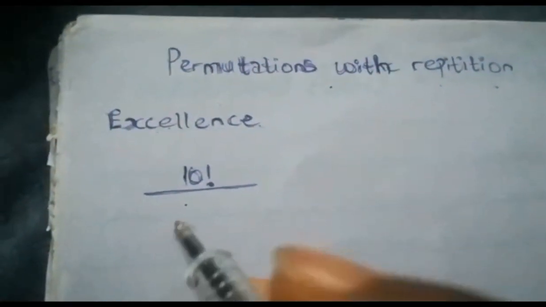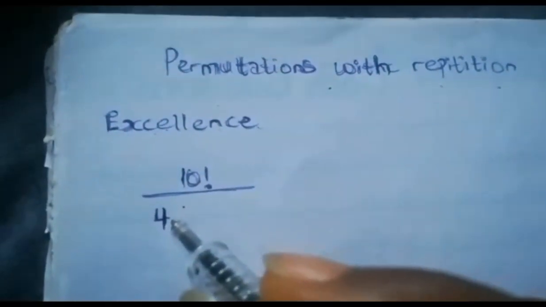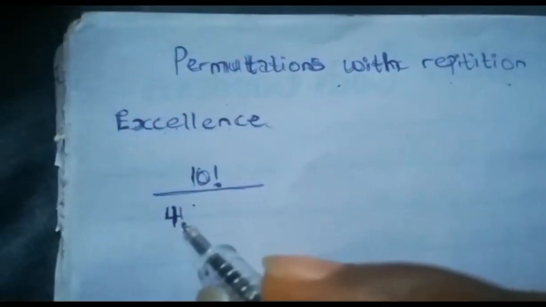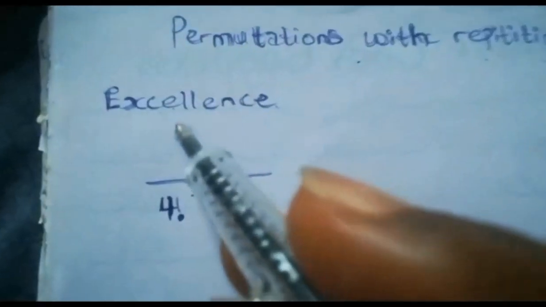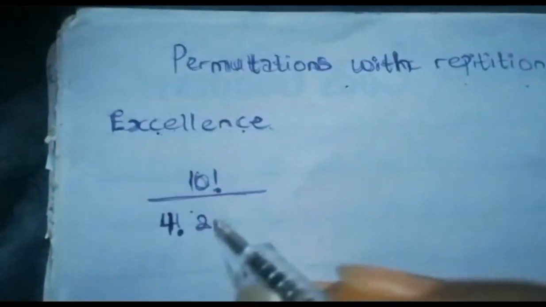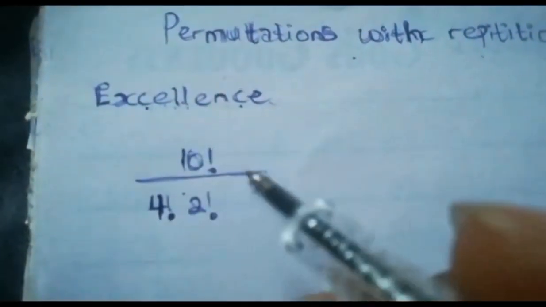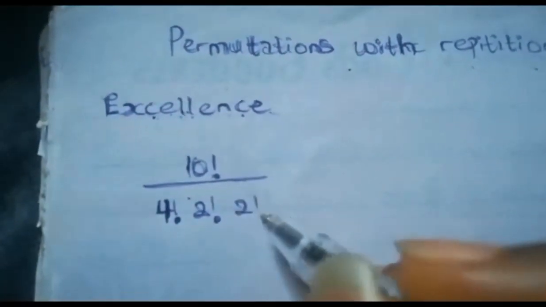So what are we going to do? We are going to divide by the factorial of the number of times it was repeated. That's going to be 4 factorial for letter E. Look at letter C. It was repeated twice, so that's 2 factorial. And letter L also was repeated twice, so divided by another 2 factorial.